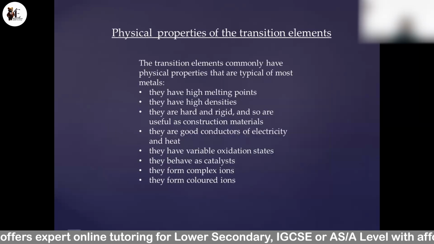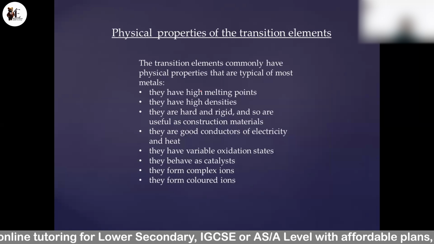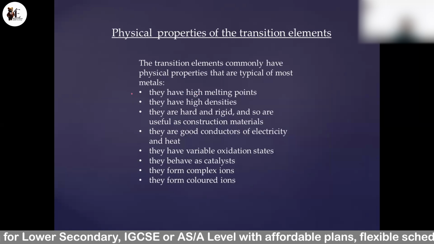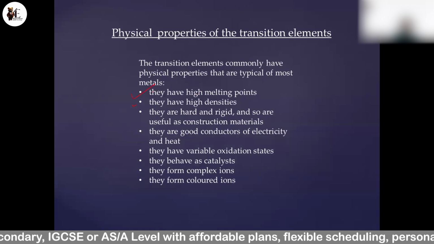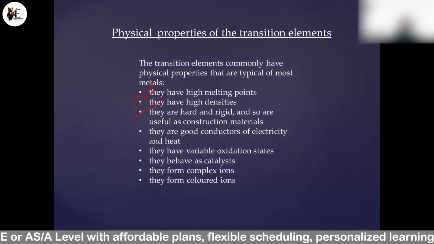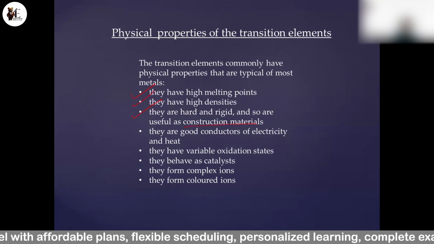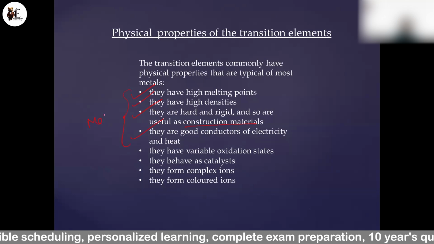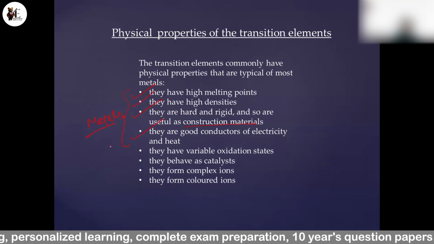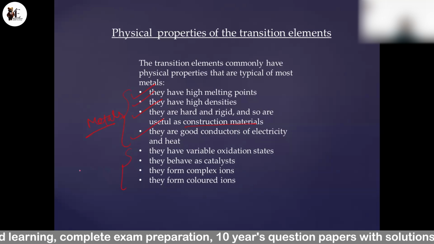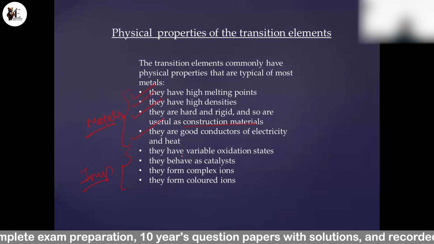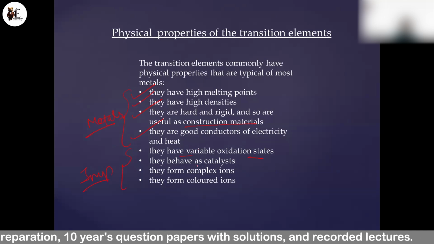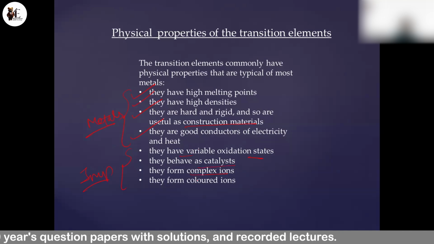We're going to learn about some physical properties of transition elements. They are metals, of course, so they have a high melting point, high density, hard and rigid, so they are useful as construction materials, and good conductors of electricity and heat. All these are properties of metals, and all the d block elements are metals. These are the new and important ones: they have variable oxidation states, as we have already studied, they behave as catalysts, they form complex ions, and they form colored ions. Each and every property is important. Write it down.